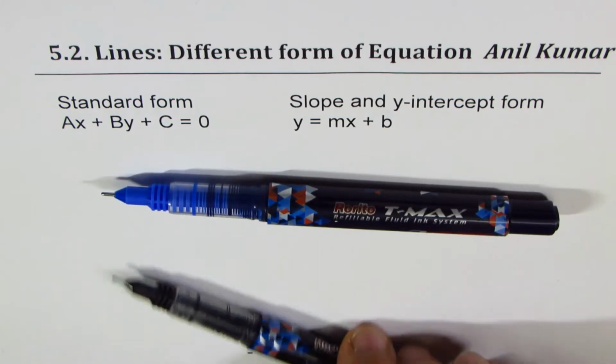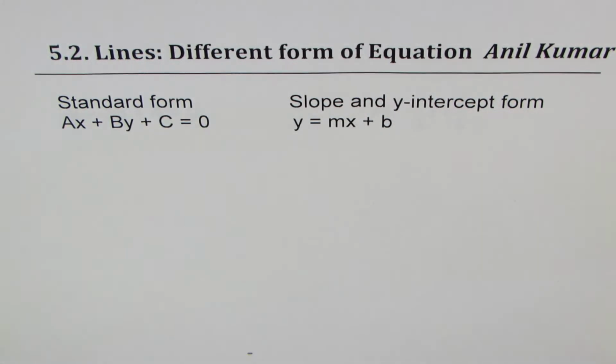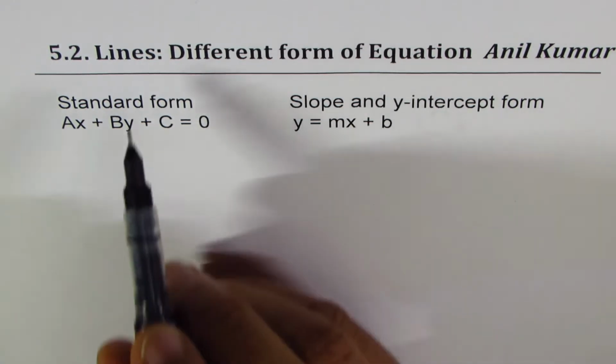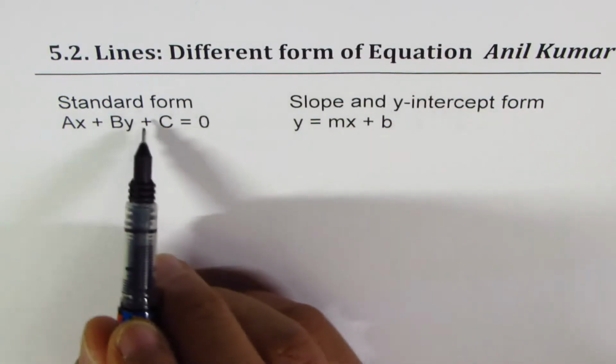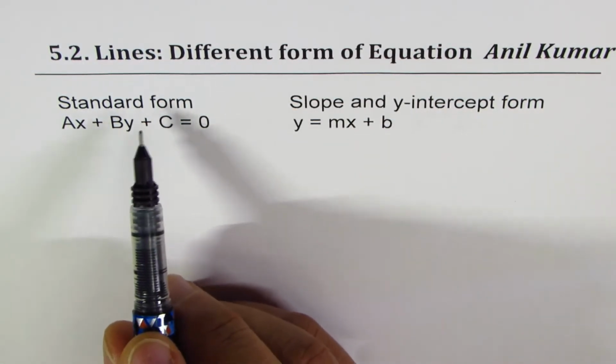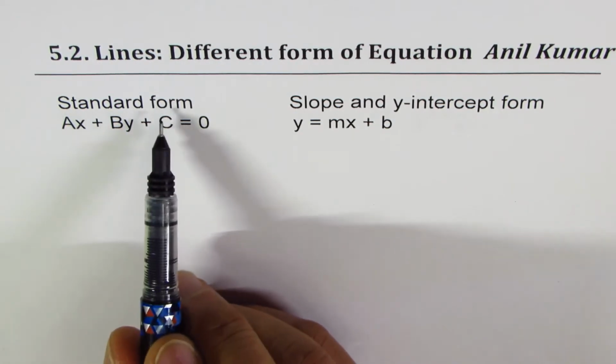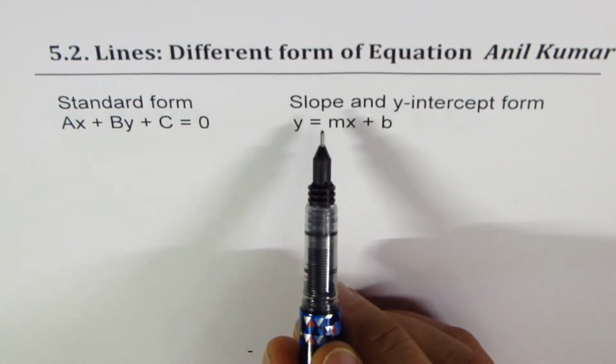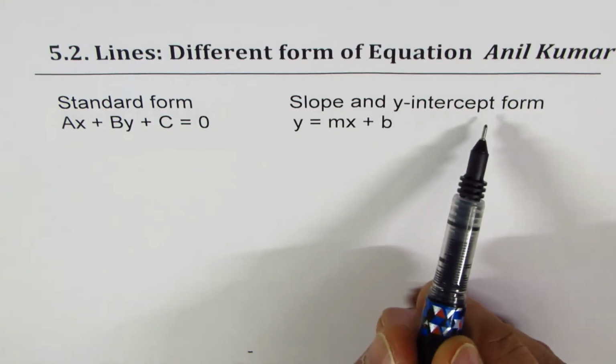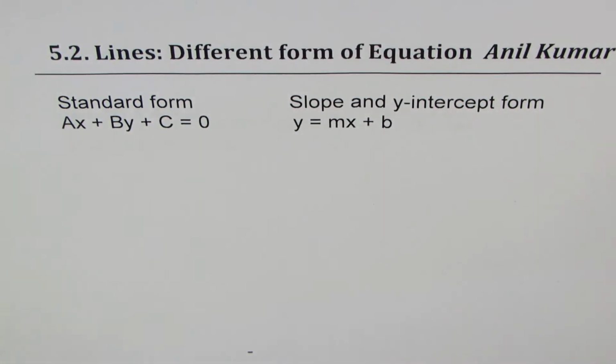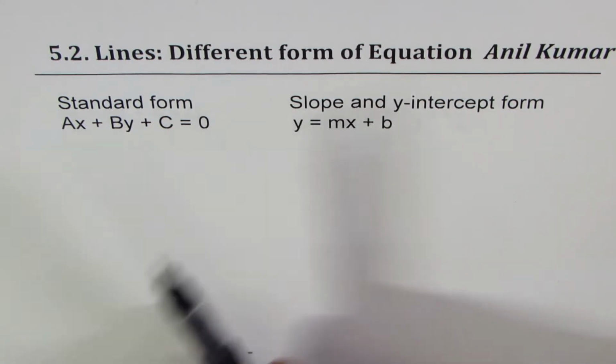Now, let's begin with the main question. We are now talking about lines in different forms. I have already written lines in two different forms. One is called standard form, the other one, slope and y-intercept form. There are many other forms like intercept form, also, which we are not discussing in this video. So we'll concentrate on these two.